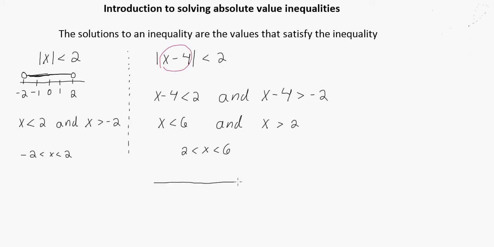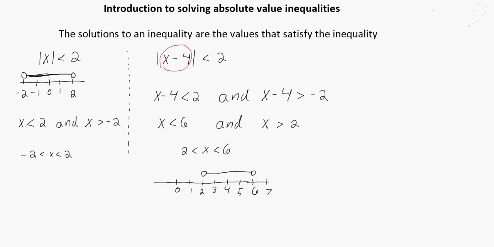So here's a graphical representation of the solutions on a number line. I've got 1, 2, 3, 4, 5, and 6. We'll go out to 7. The actual solution should be between 2 and 6. So here's 2 and here's 6, and all these numbers in between should satisfy this inequality.